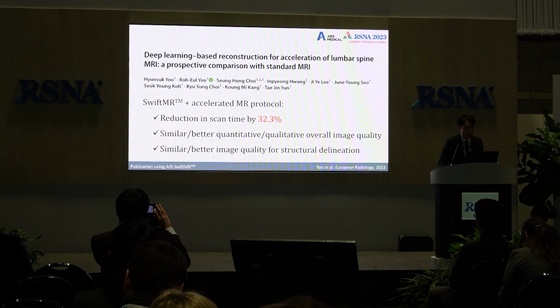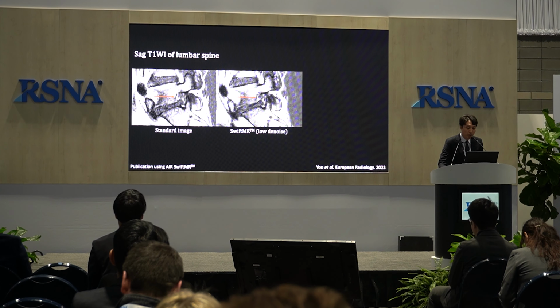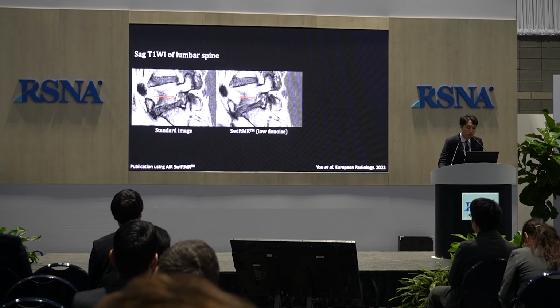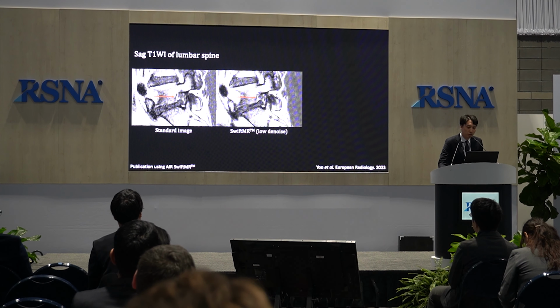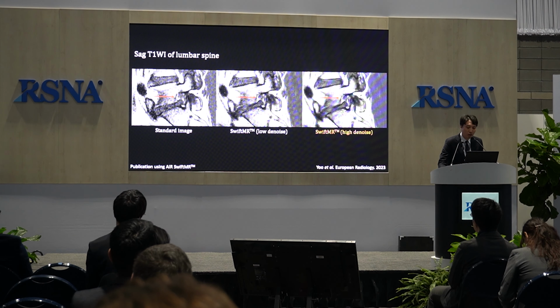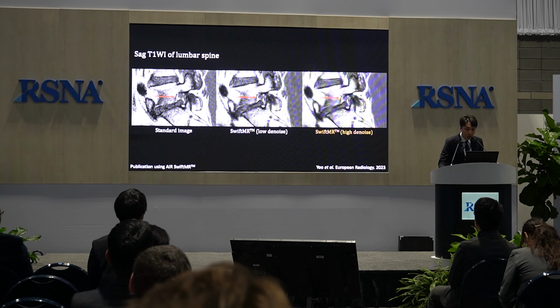This is the sagittal T1 weighted image of the lumbar spine. There's moderate neuroforaminal stenosis at the L5-S1 level, which is well visualized on the Swift MR reconstruction image. This is low denoise, so the setting is that there's a concern that, well, what if there's too much denoising that might blur the structures? Not true. If you look at the high denoise image, the stenosis is visible, and the tiny surrounding structures are maintained.